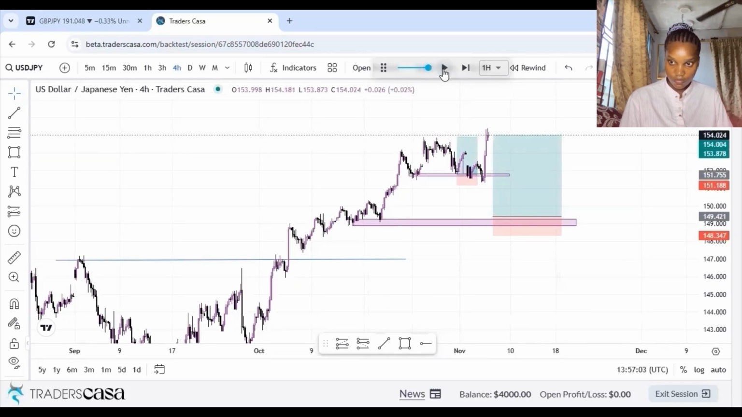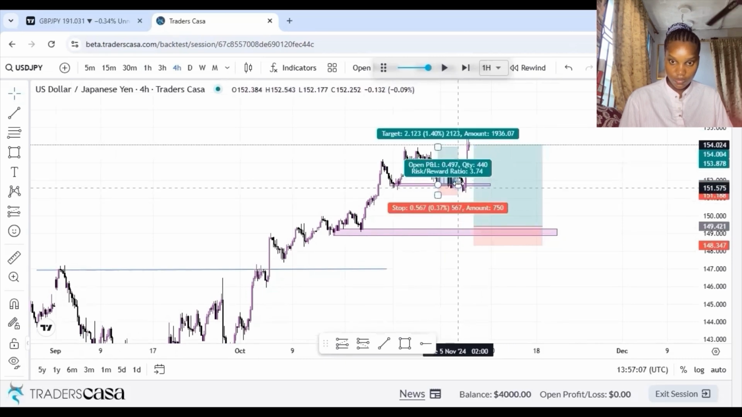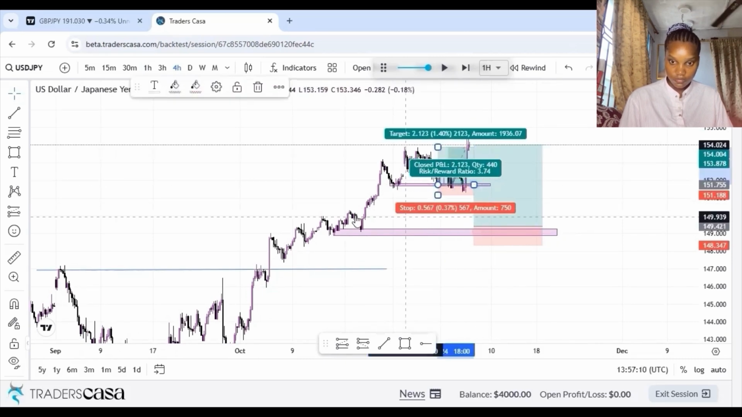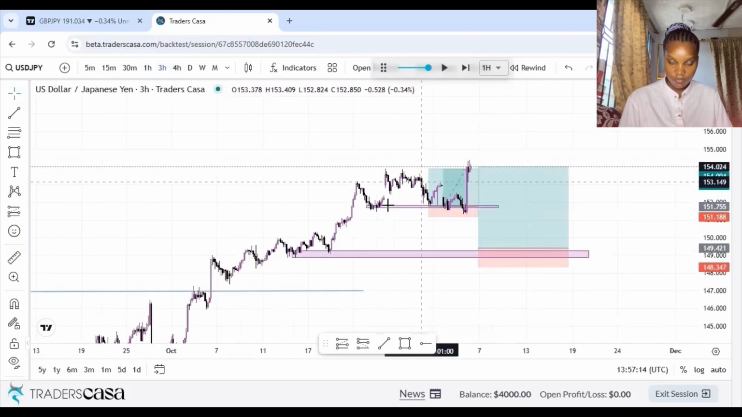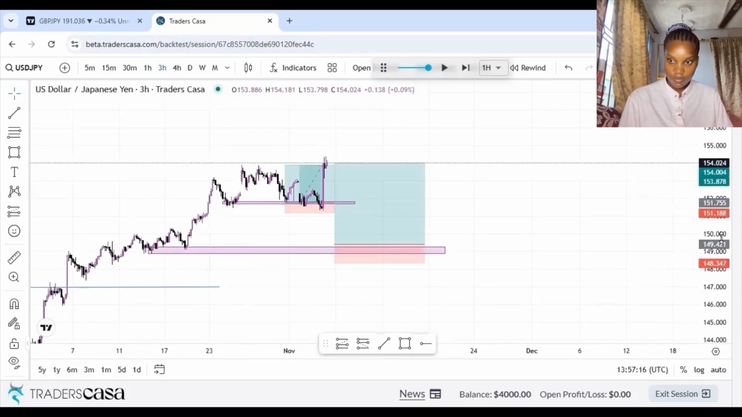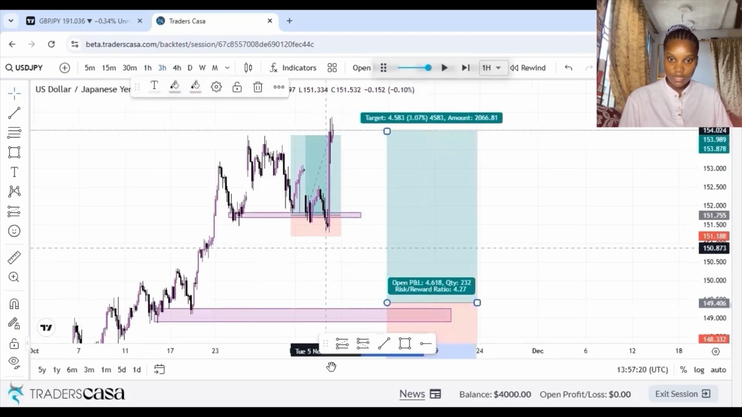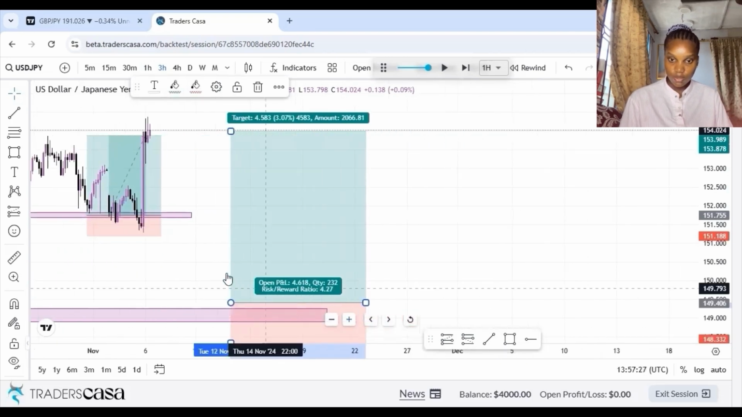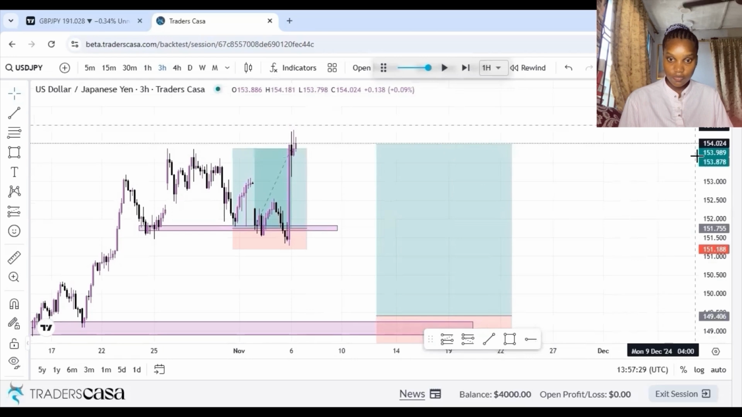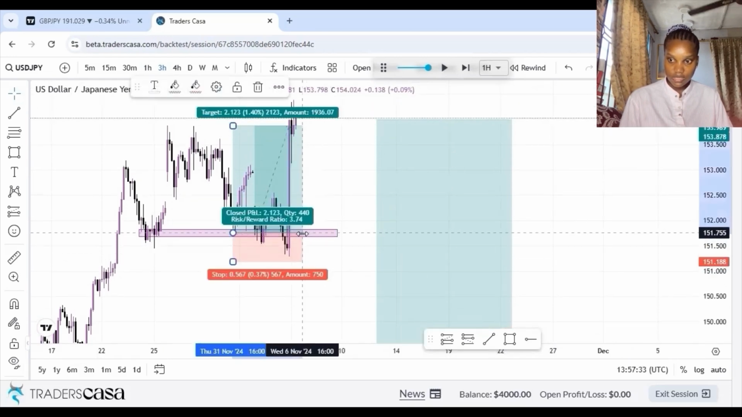You see, can you imagine? The market did not even eat us out. I thought the market would eat us out, but if you check well, the market did not eat us out at all. And that was a good sharp buy. That was a nice one.